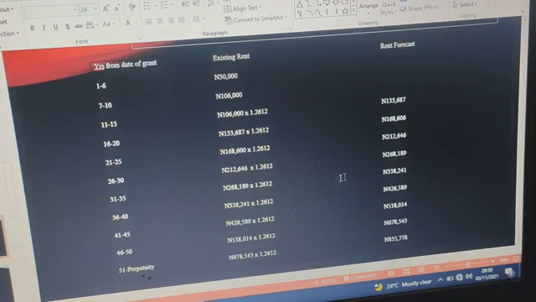31 to 35: N268,189 x 1.2612 = N338,241. 36 to 40: N338,241 x 1.2612 = N426,589. 41 to 45: N426,589 x 1.2612 = N538,014. 46 to 50: N538,014 x 1.2612 = N678,543. 51 perpetuity: N678,543 x 1.2612 = N855,778.